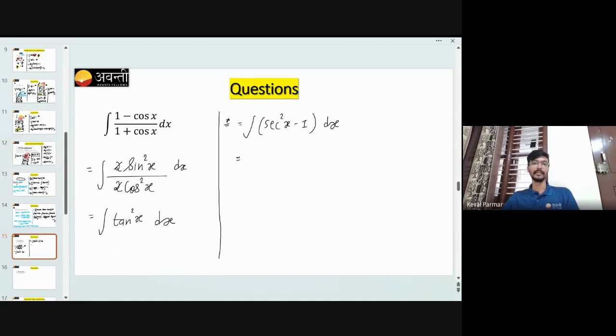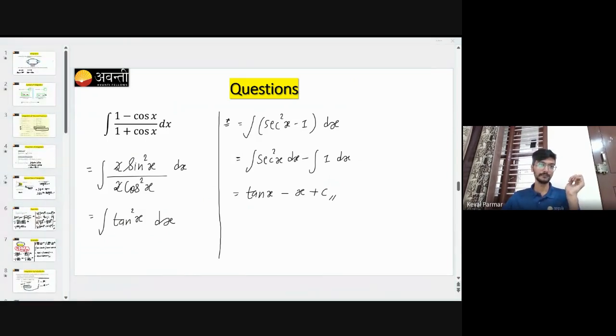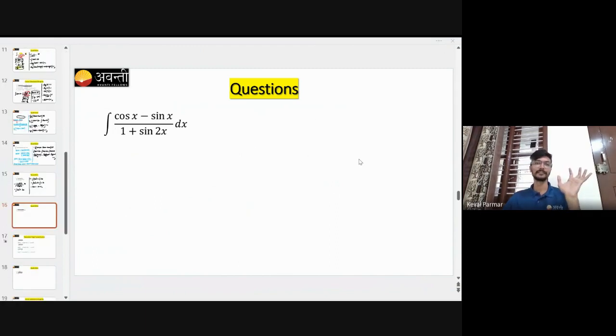Sec square x minus 1. So by the second rule, the subtraction rule, I can write it as integration of sec square x dx minus integration of 1 dx. So what is integration of sec square x dx? Tan x, minus integration of 1 is x, plus c. This is my answer. I hope it is very clear to you all. What is my answer here? Got it? Okay, let's move on to the next question.